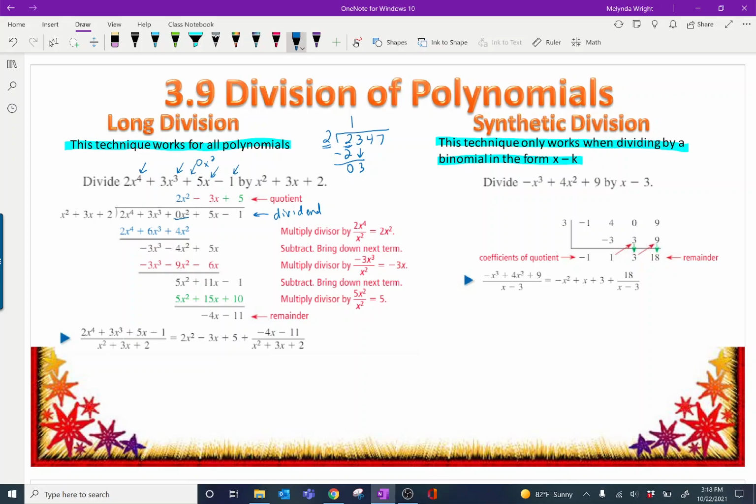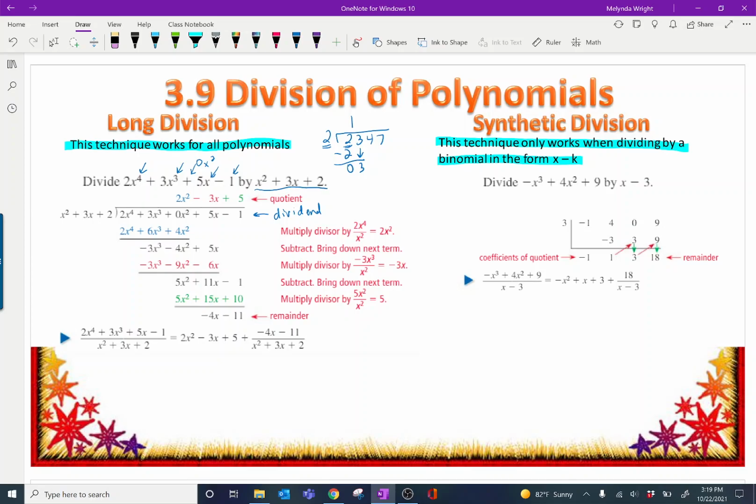Notice how they inserted 0x squared. You can't miss one of the variables. You've got to insert 0 in front of it. It's kind of just like a holding place. 0 times x squared is just 0, so you're really just putting in a holding spot for that. All right, so we've got that set up.